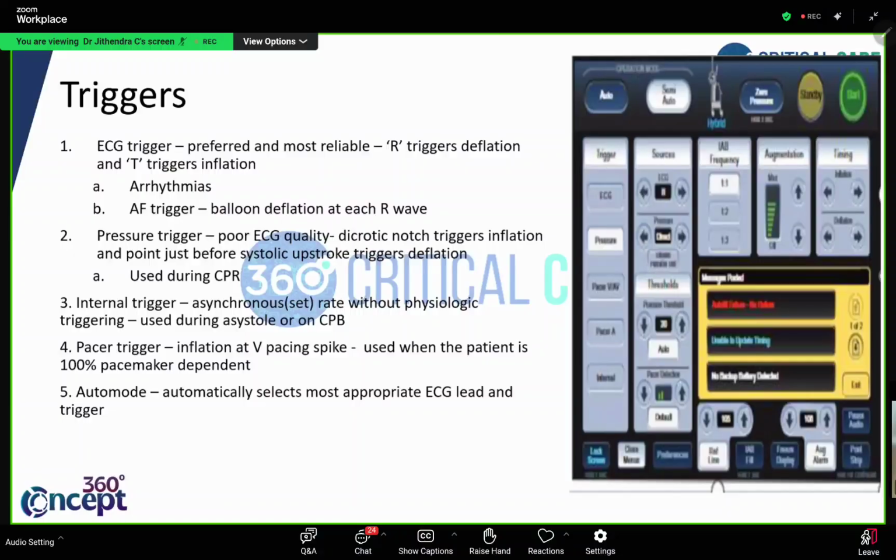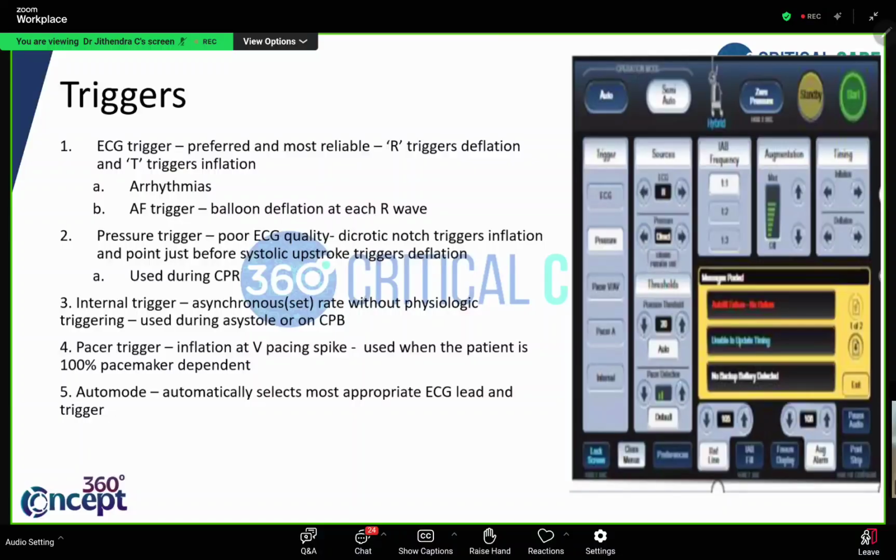So where do we trigger? I told you the dicrotic notch is the trigger for inflation, and the point just before the systolic upstroke triggers the deflation. So at the dicrotic notch, you'll have an inflation, and just before the systolic upstroke, just before the arterial trace upstroke, we saw that there is the unassisted end diastole. That is when you'll see that there is a deflation.